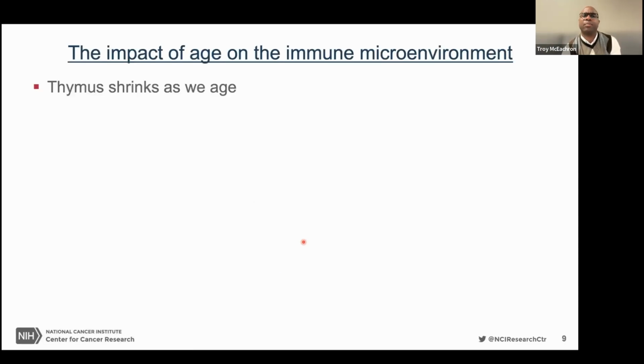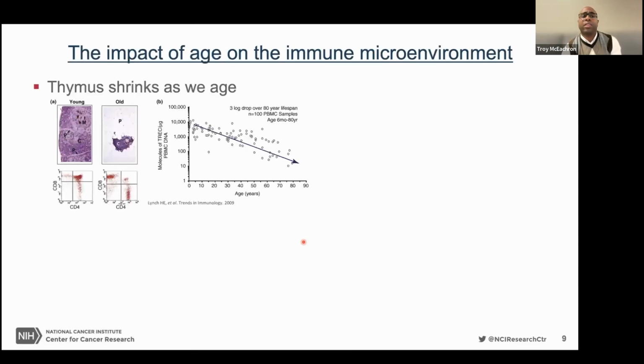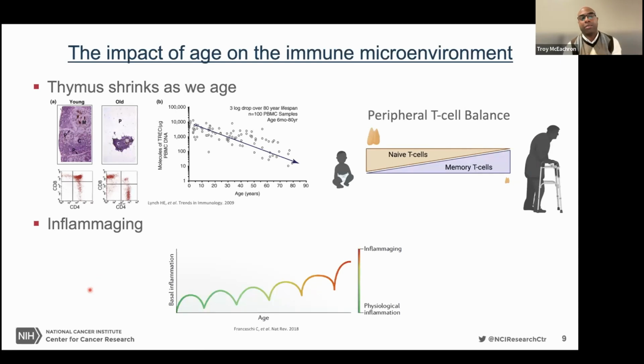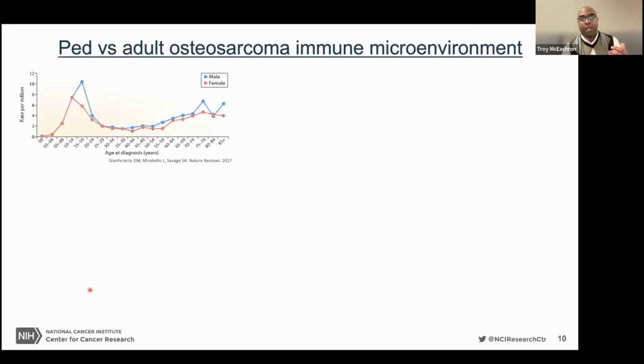So let's talk about the impact of age. The thymus shrinks as we age, and that's where we get all our T cells from. So this really just goes to show that as we get older, there is a shift in our immune system. And at the same time, we have this thing called inflammaging. So the baseline levels of inflammation that we have actually increases as we get older. Now, why is this relevant? And I'll show you why.